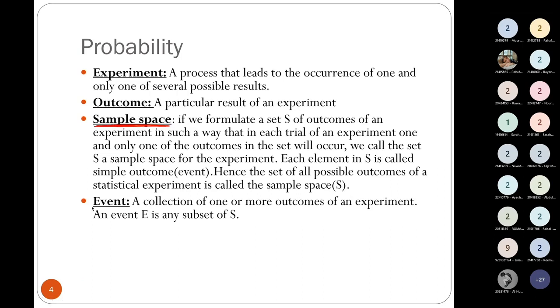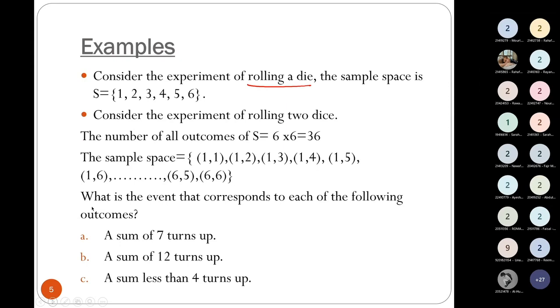Okay. In our example, the sample space is usually written as capital letter S equal 1, 2, 3, 4, 5, 6. It contains all the outcomes. If we are rolling a coin, we have 2 outcomes, head or tail, H or T. Okay.